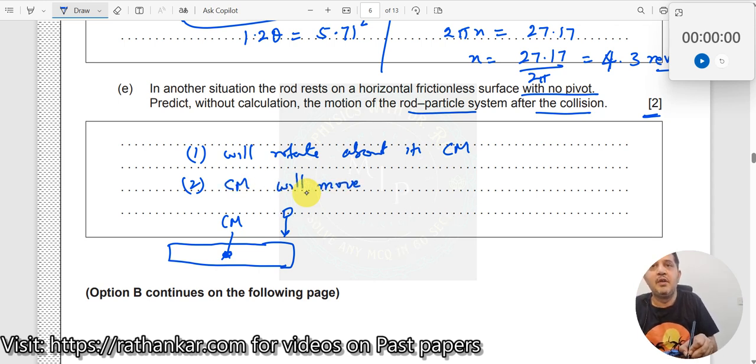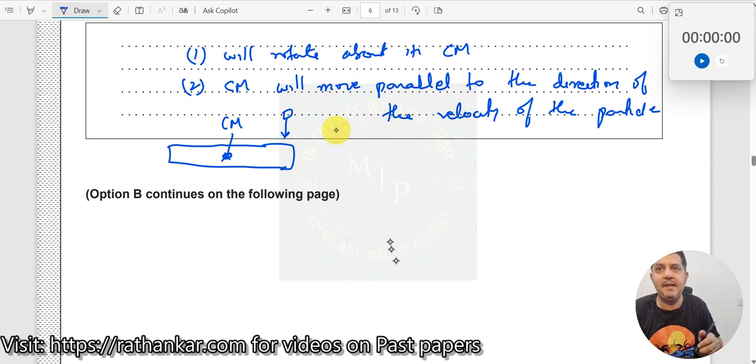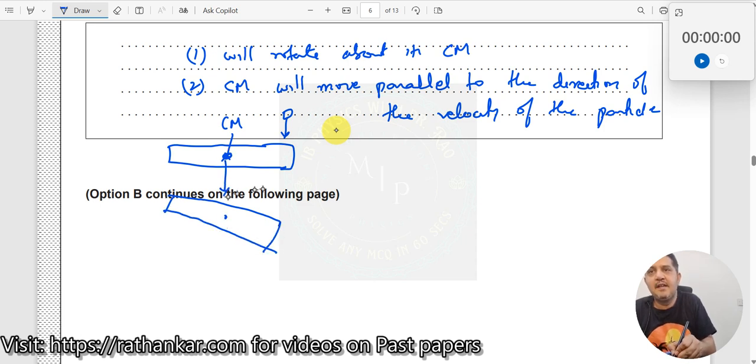The center of mass will move slightly, parallel to the direction of the velocity of the particle. What do you mean by this? You should write this actually. It means this will start moving. At the same time, this mass, because you are not pivoting it over here, will also start moving like this. So it will be moving in the same direction here.